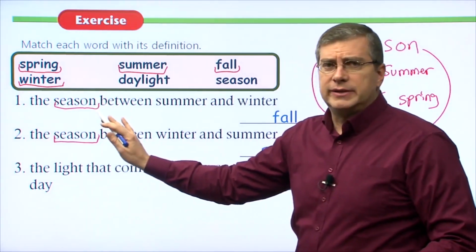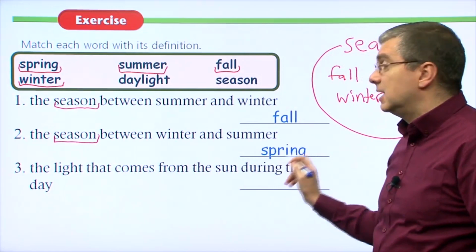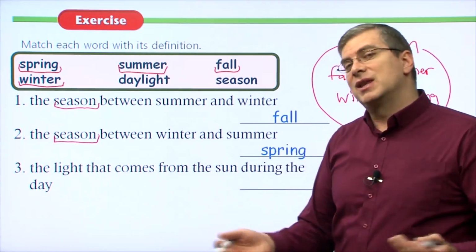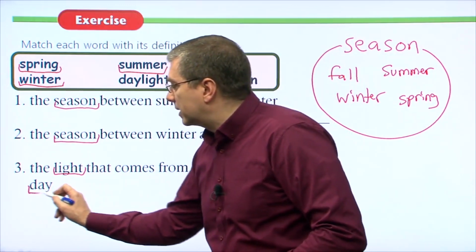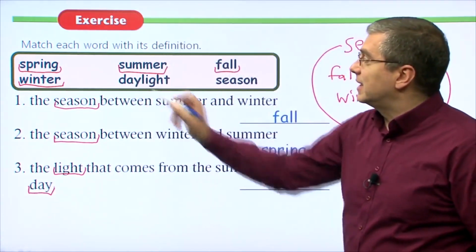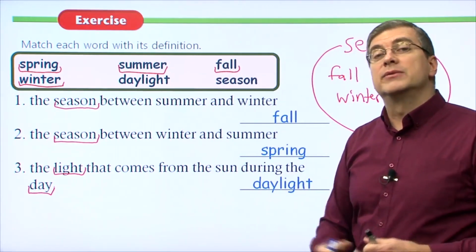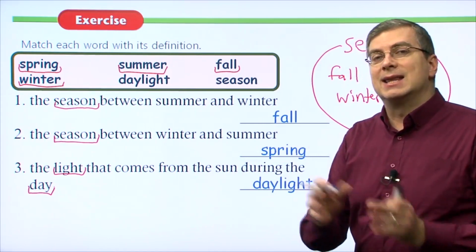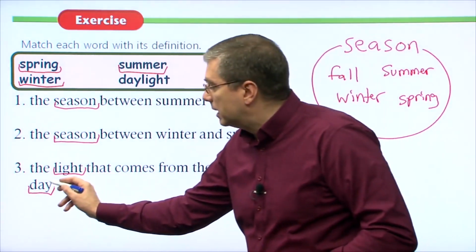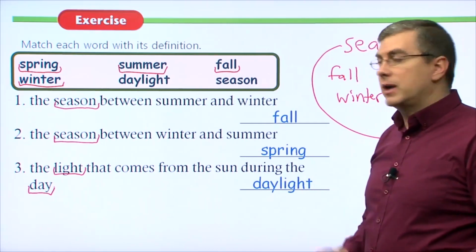Number 3, the light. So we're not talking about a season, we're talking about light. The light that comes from the sun during the day. Actually, that's very easy, right? Because we're looking for light that occurs during the day. That, of course, is daylight, right? So that's an easy one. We're looking for the light that comes from the sun during the day. Of course, we call that daylight. We put these 2 words together. Day and light, put them together, we have daylight. Okay, let's move on.